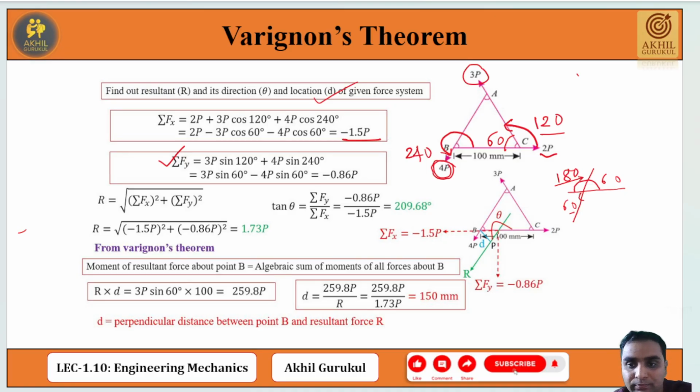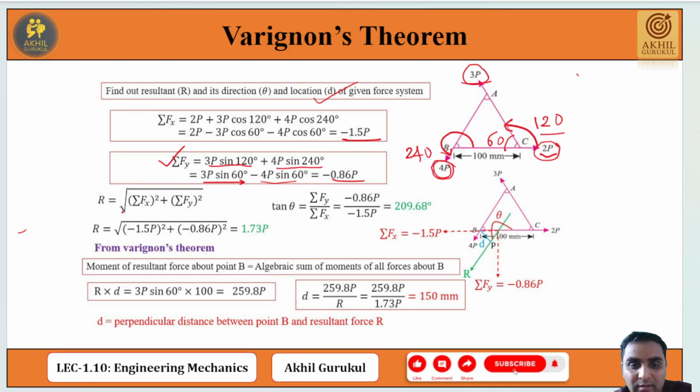Again we resolve all the forces in y direction. So here we can directly write that 2P is acting only in the horizontal direction, so its vertical component should be 0. So only 3P and 4P have vertical components, 3P sin 120 plus 4P sin 240. So 3P sin 60 minus 4P sin 60. The algebraic sum is minus 0.86P.